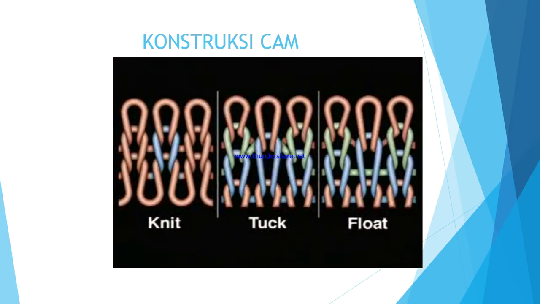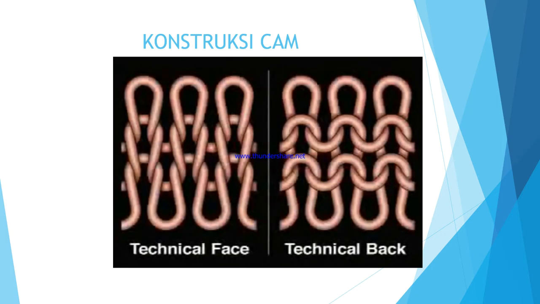There are three types of loops or stitches possible in weft knitting: knit, tuck, and float. Let's take a look at the first one, the knit stitch. If every needle is fed a yarn and goes through the basic knitting cycle, the product is referred to as single jersey. All loops are knitted, and all loops look exactly alike.